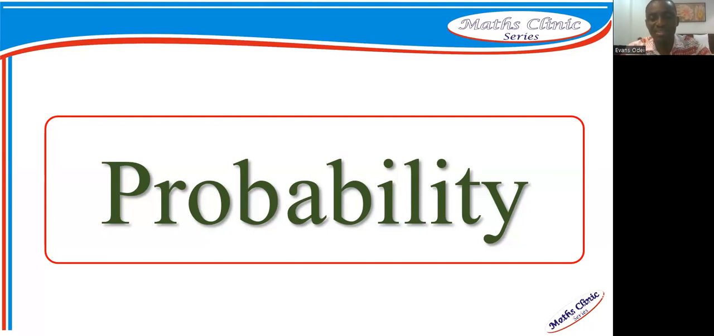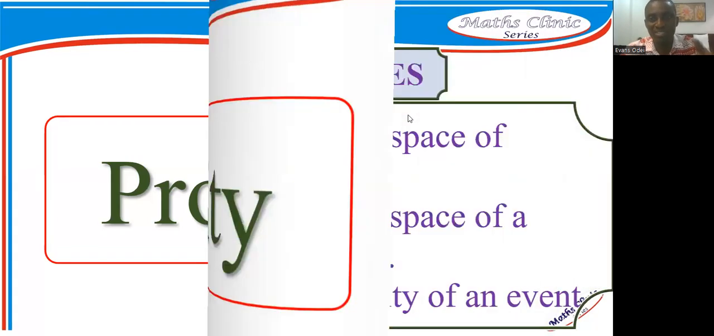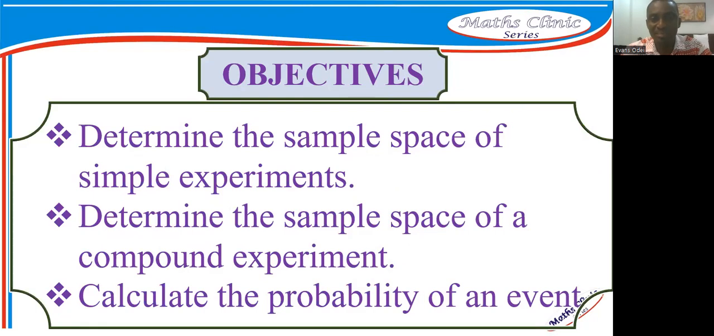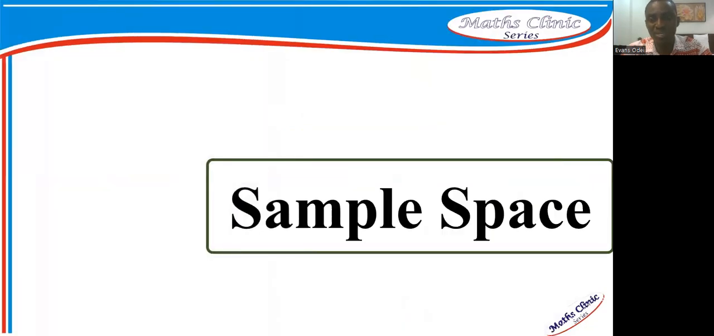And this time around, this is our objective. What we want to achieve by the end of this section is that we'll be able to determine the sample space of a simple experiment, determine the sample space of a compound experiment, and then calculate the probability of an event. These are the objectives for this very lesson. So let's start with sample space.